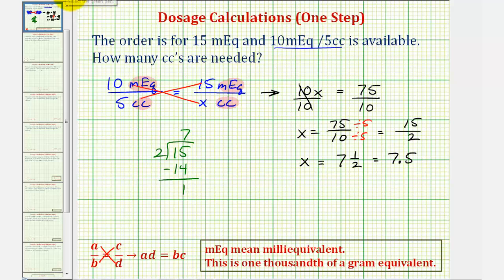By hand, we'd have to put our decimal point here after the 15, move it up to the quotient. Now we can add a 0 here. Notice how this is still 15. If we bring the 0 down, notice there are 5 2's in 10. 5 times 2 is 10. We subtract, the remainder would be 0. Verifying our quotient is 7.5. And therefore, to fill this order, we need 7.5 cc's.